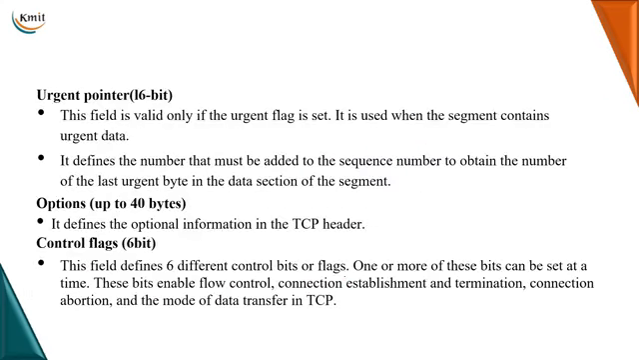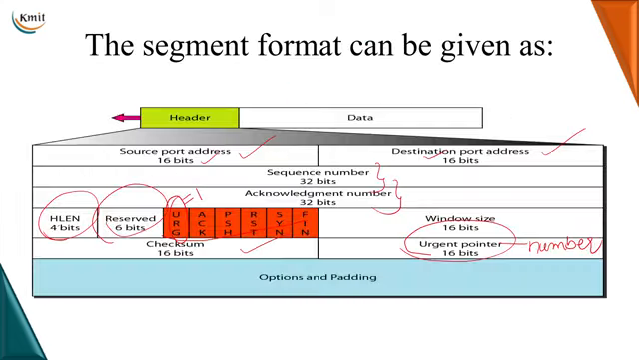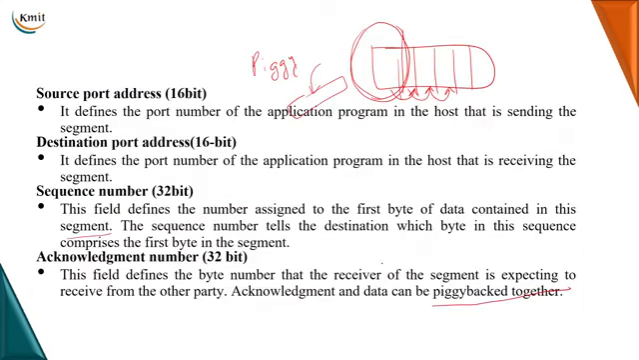You can see here, the urgent pointer is valid only when the urgent flag is set to 1. When the segment contains urgent data, the urgent flag is set to 1. This is a number that must be added to the sequence number so that we can obtain the urgent byte in the data section. Then we have the option field, which is optional.